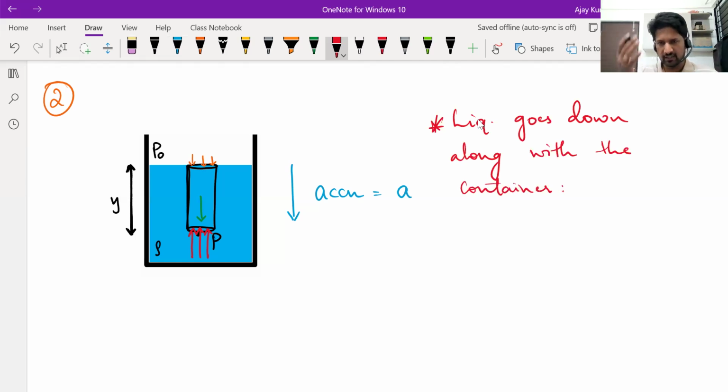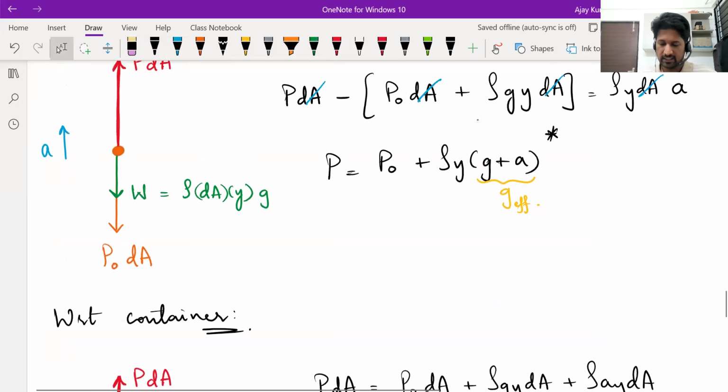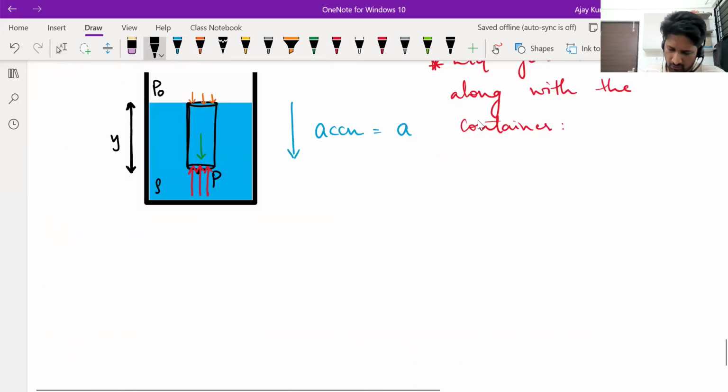Then, see, if container is going down with an acceleration a, liquid also will be going down with an acceleration a. Now you have to write F net equal to ma by writing net force in the downward direction. How much is the net force in the downward direction? Its weight and force due to atmospheric pressure are in the downward direction. I'm writing with respect to ground.